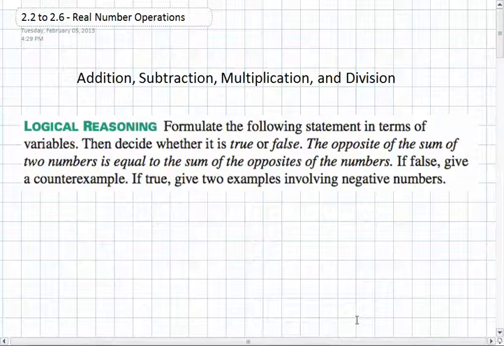Now that we've reviewed the real numbers, we need to make sure you understand how to do the four basic operations: addition, subtraction, multiplication, and division. Let's take a look at three problems that I'm going to start you off on that you're going to be expected to finish in class.